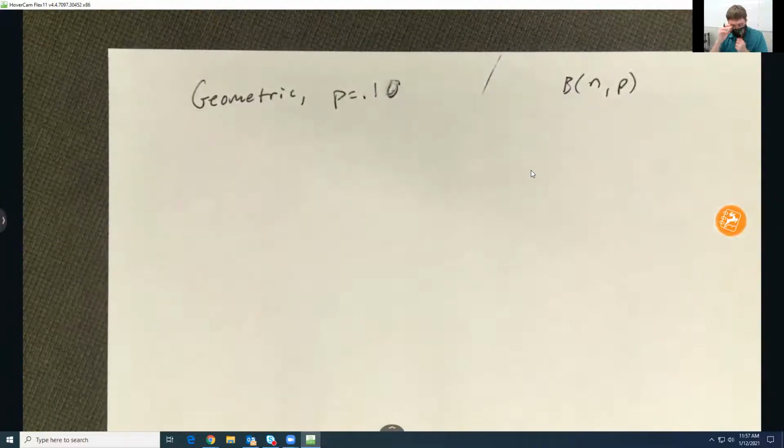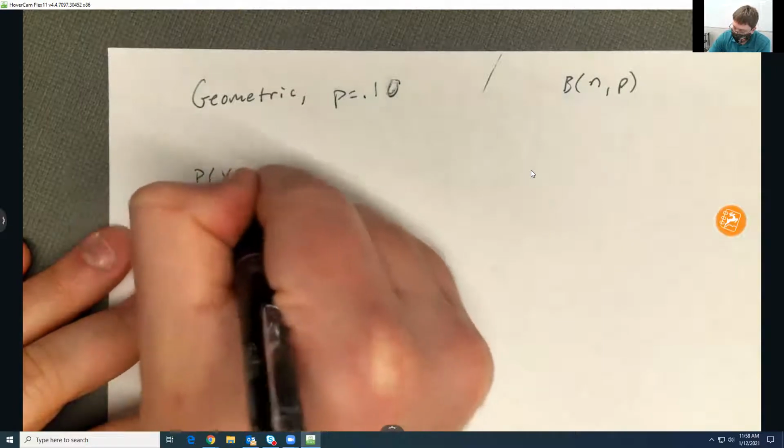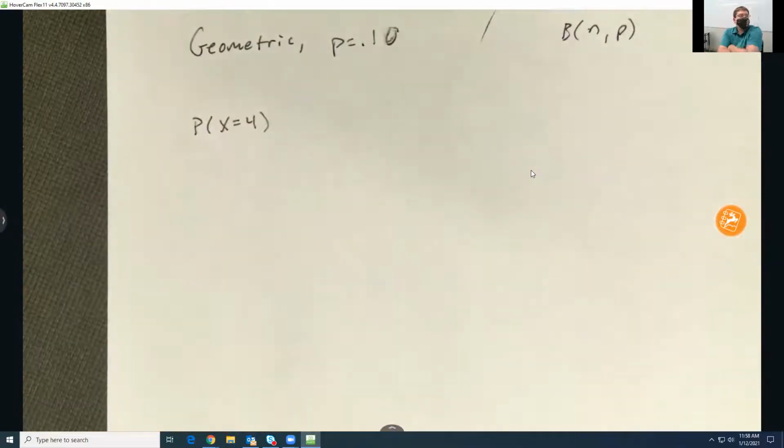All right, so the first question in our notes, example number 1: the probability a child is left-handed is 10%. What is the probability the first left-handed child is the 4th child born? What that's saying is, what's the probability that my first success happens on the 4th trial? When you see the word "is," that means equal to. So I want to know the probability that X is equal to 4.